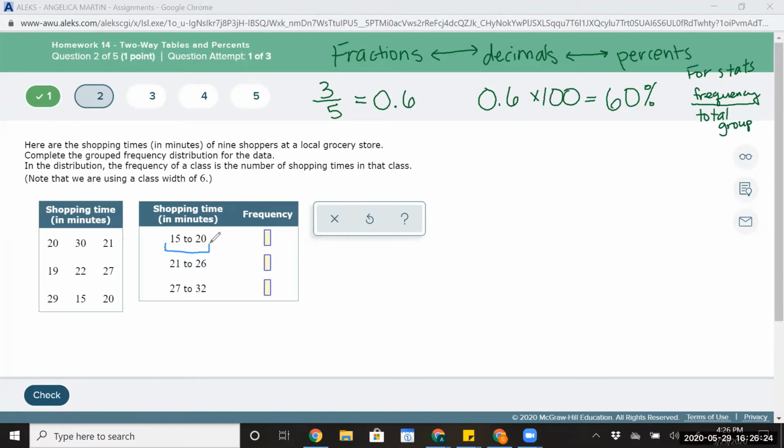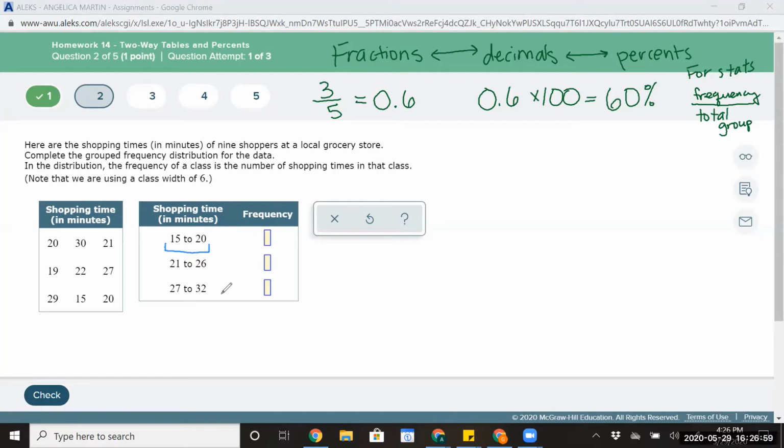Here are the shopping times in minutes of 9 shoppers at a local grocery store. Complete the grouped frequency distribution for the data. In the distribution, the frequency of a class is the number of shopping times in that class. Okay, and when they say class, they're referring to the range of numbers. So 15 to 20 is a class, 21 to 26 is a class, 27 to 32 is a class. Another word we will use in our classroom sometimes is bins. Okay, we call them bins.